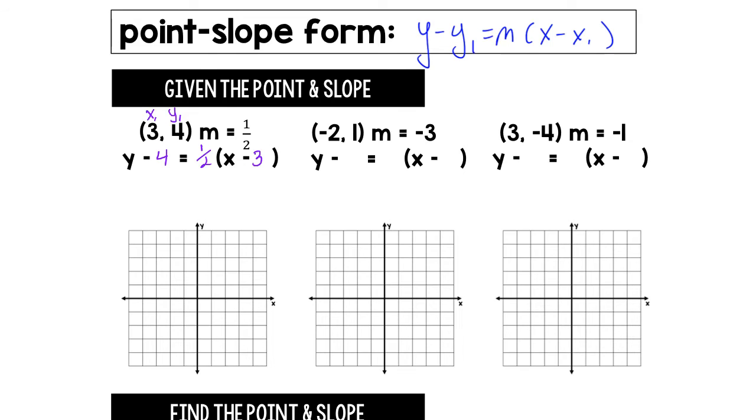So we know one of the points is 3, 4. So write 3, 4. And we know the slope from here is 1/2. So we go up 1, right 2.